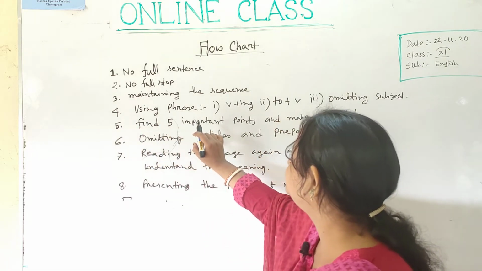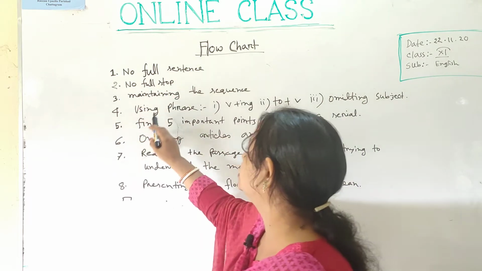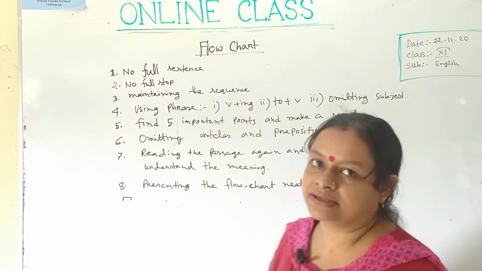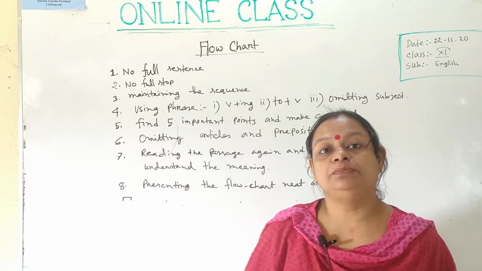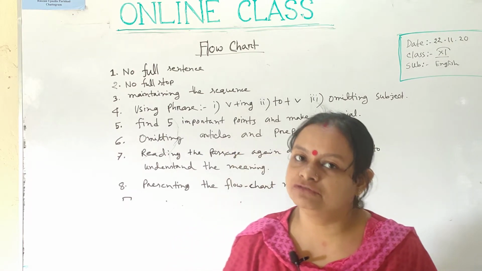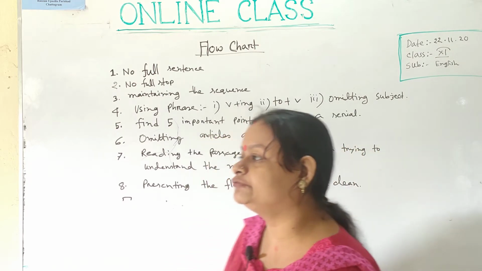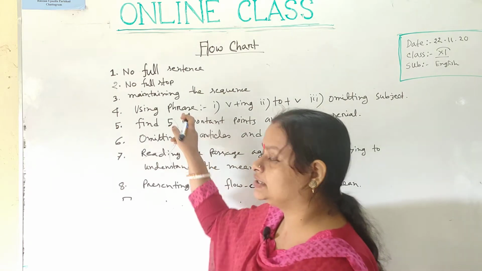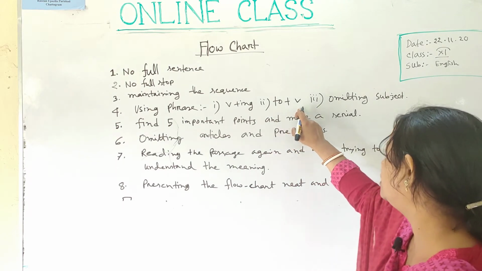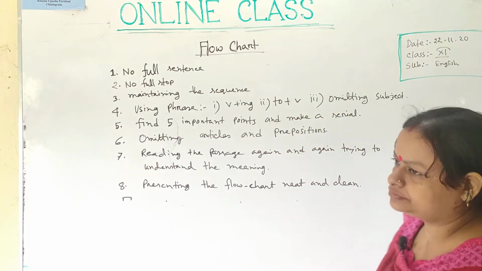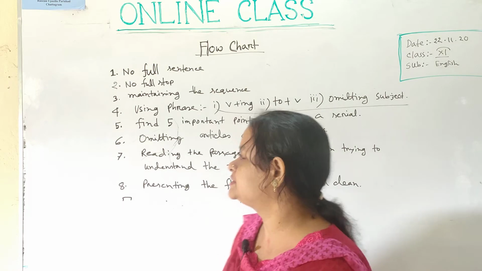Then number 4, using phrase. As we don't use full sentence, we have to use phrase. Phrases are such words which will mean the expression of a full sentence, but it will not exactly be a full sentence. We can make phrase in 3 ways: one is verb plus ing, another is to plus verb, and the other is omitting subject. These 3 are not enough. There are other ways of making phrase.